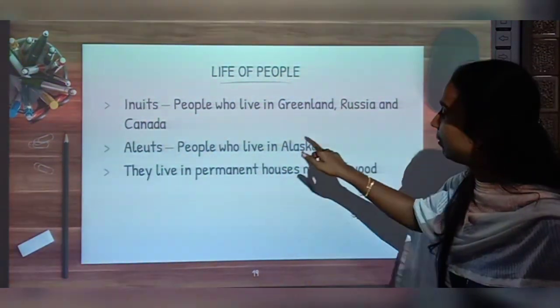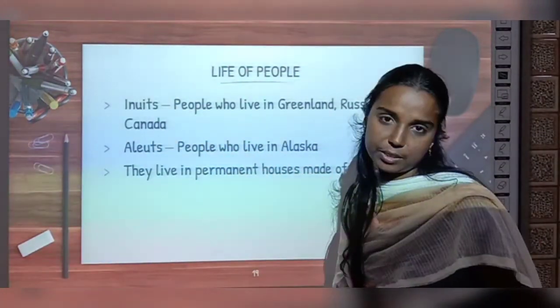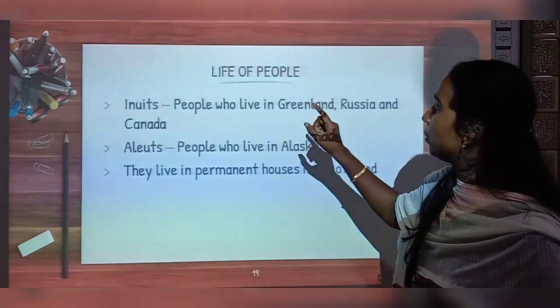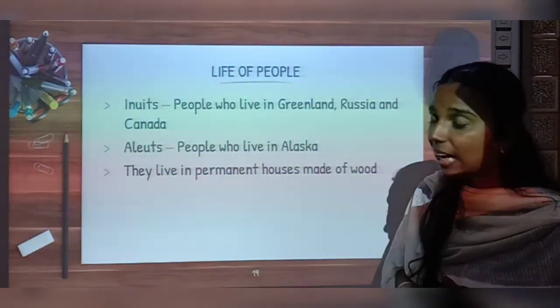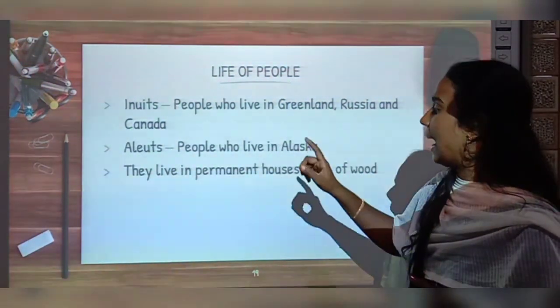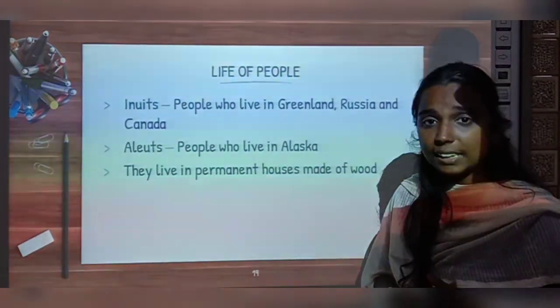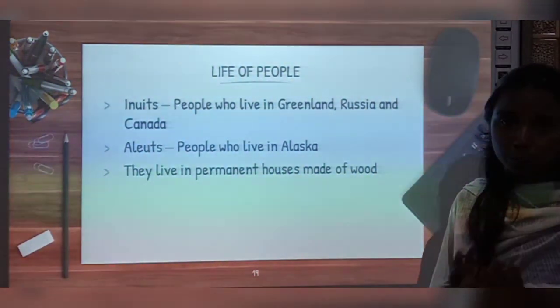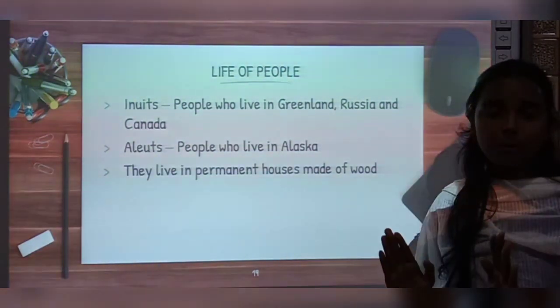And the people who live in Alaska are known as Aleutians. Okay, simply we are giving a name to them. So the people who belong to Greenland, Russia and Canada are known as Inuits, and the people who live in Alaska are Aleutians. Okay, and they live in permanent houses made of wood. Okay, they are living in permanent houses.